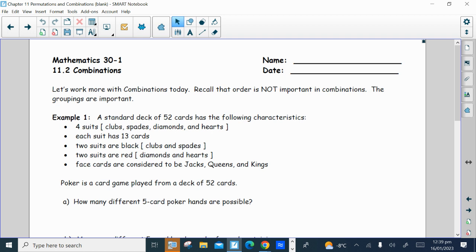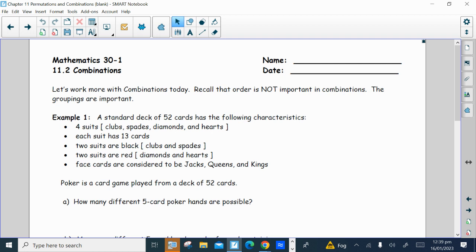A standard deck of 52 cards has the following characteristics. There are 4 suits: clubs, spades, diamonds, and hearts. Each suit has 13 cards. 2 of the suits are black, 2 are red. Face cards are considered to be jacks, queens, and kings because they have faces on them.